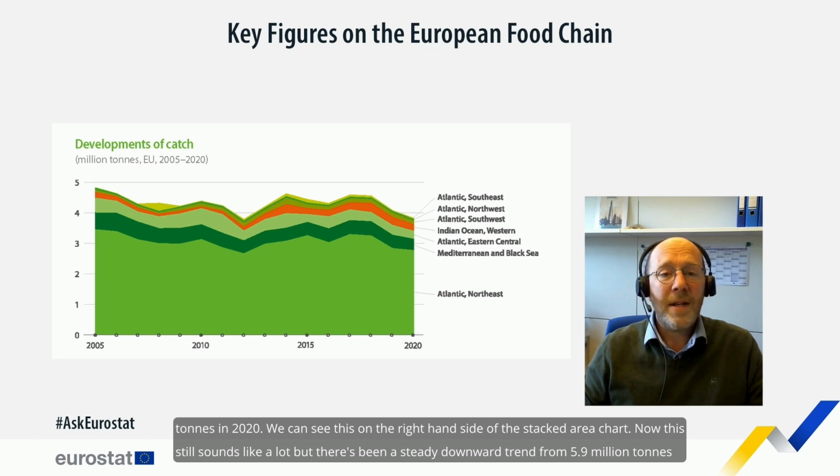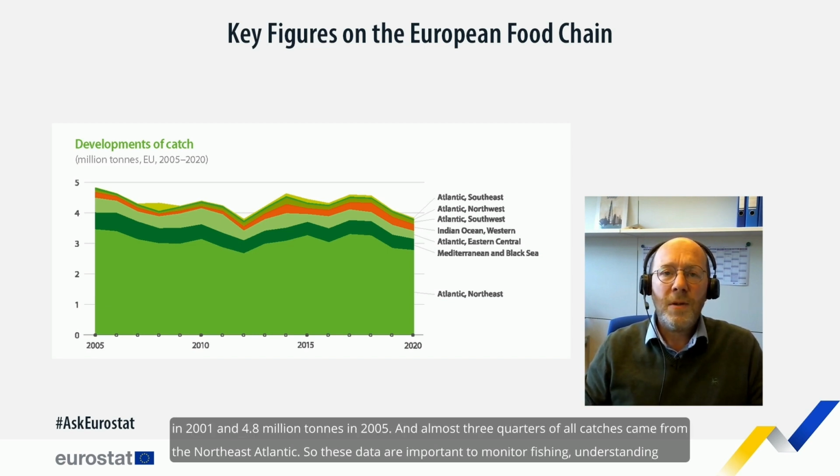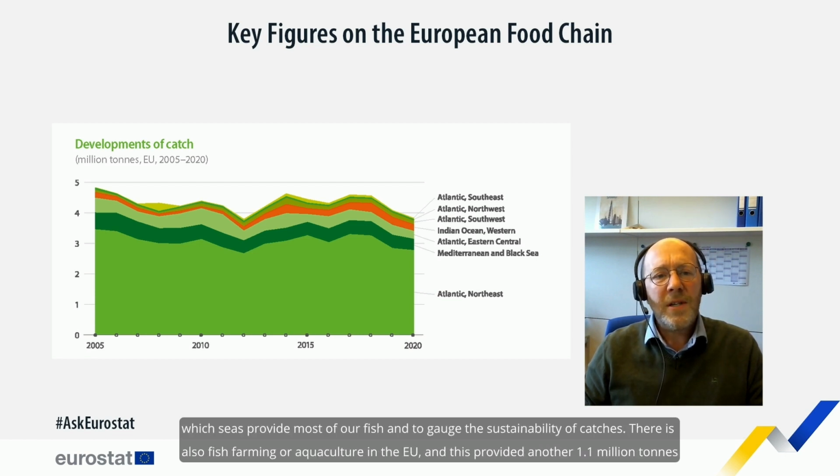Now this still sounds like a lot, but there's been a steady downward trend from 5.9 million tonnes in 2001 and 4.8 million tonnes in 2005. And almost 3/4 of all catches came from the Northeast Atlantic. So these data are important to monitor fishing, understanding which seas provide most of our fish, and to gauge the sustainability of catches.